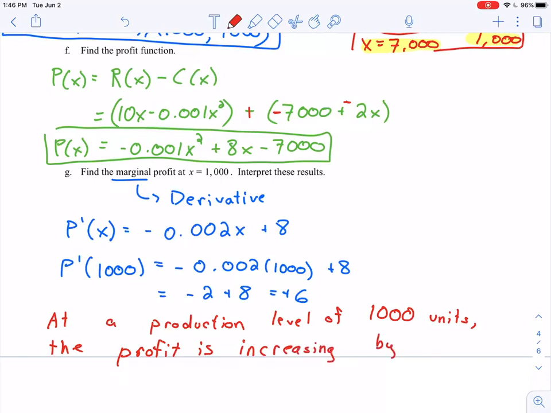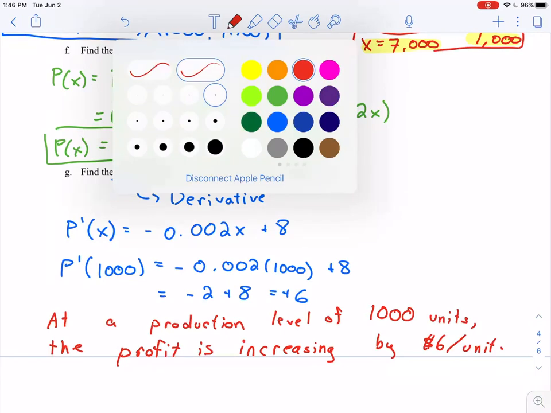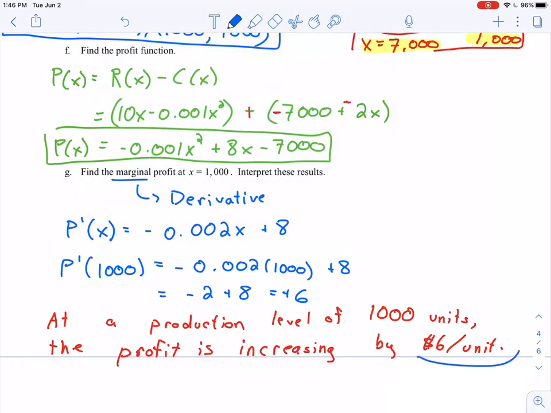by $6 per unit. So that means that if I'm in this position, if I'm currently manufacturing 1,000, if all I care about is profit at the end of the day and I have the means to increase production, then yeah, I absolutely should, because if I increase my production, right now it's going to increase my profit by about $6 per unit. So that would be good for me as an end result.